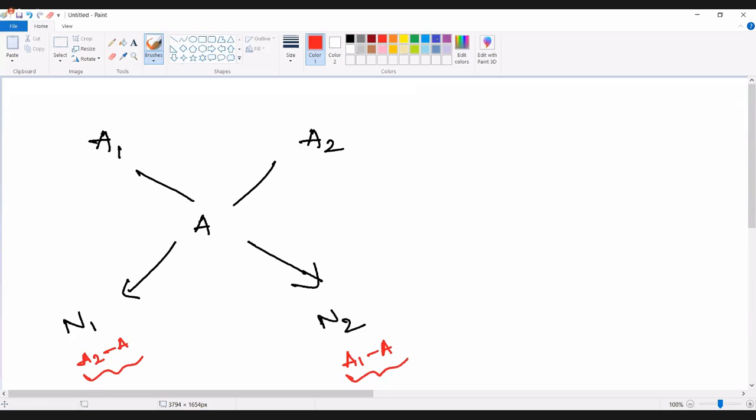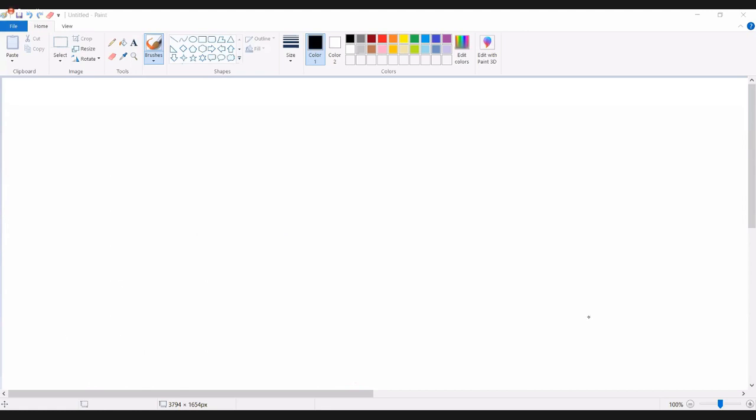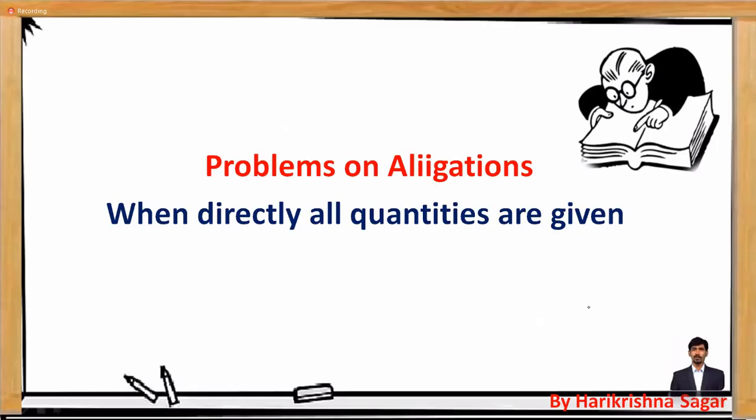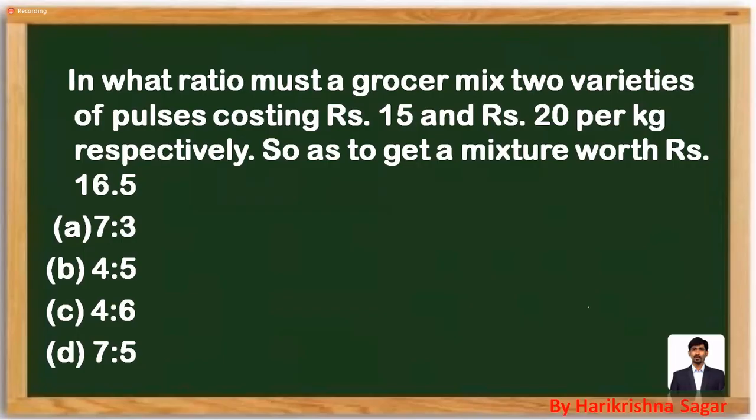Okay, so let's look at one more thing. When you observe averages, A1, A2, N1, N2 will be given. This we have to find out, and in this, we have to find out this. So let's look at some of the questions so that you will get some clarity on solving the questions of allegations and mixtures. Look at the problems of allegations when all the quantities are directly given. Look at the first question which is available on the screen.